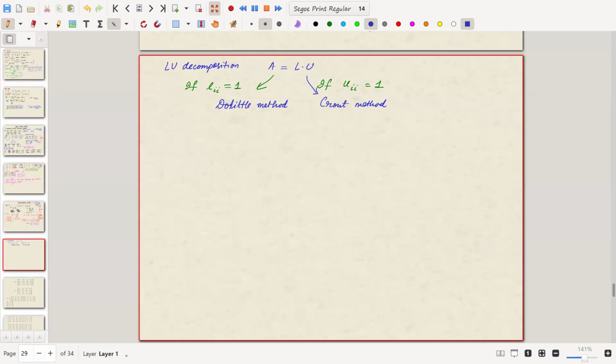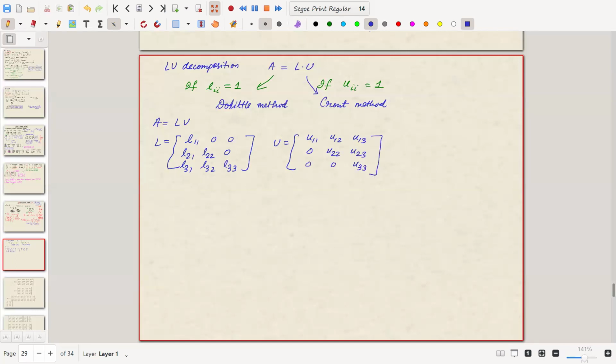We'll see that. Maybe you can appreciate this as LU, where L is a matrix. Can you give me a sample 3 by 3 lower triangular matrix? L11, 0, 0, L21, L22, 0. Now give me an upper triangular matrix. Fine.